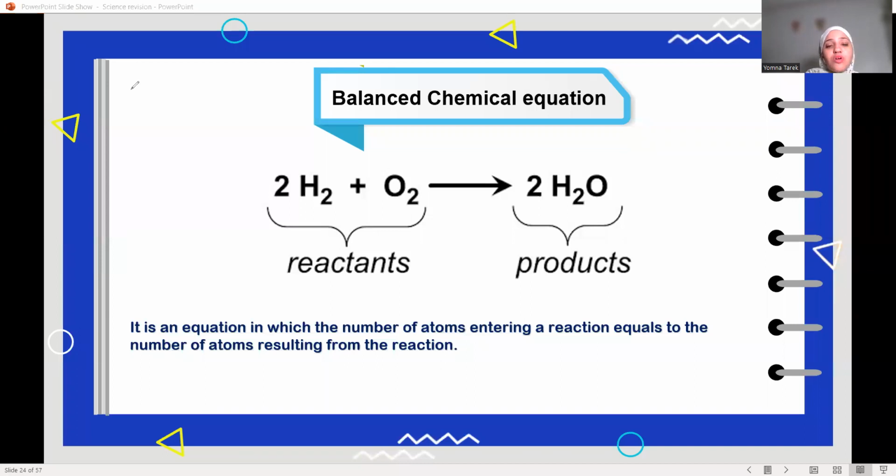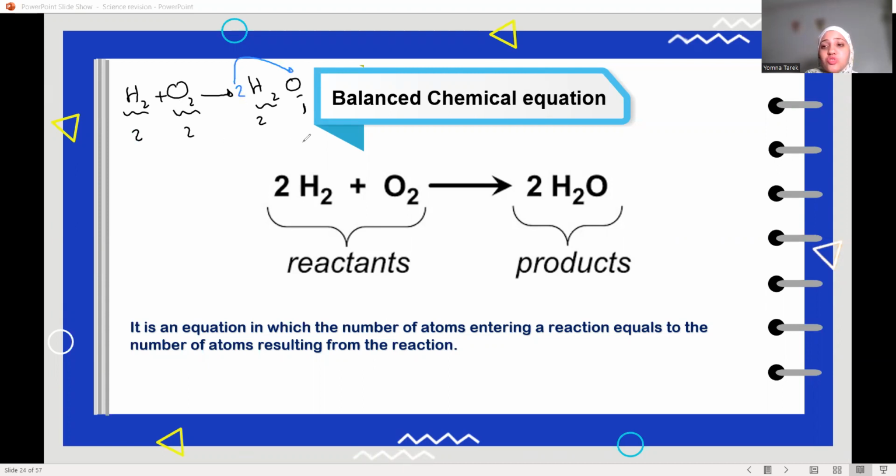Let's take an example. For example, H2 plus O2 gives you H2O. Let's check, is it balanced or imbalanced? How many hydrogen do we have here? 2. How many oxygen? 2. How many hydrogen here? 2. How many oxygen here? Just 1. So what should we do? We have to add another 2 here. Why? So now the oxygen is 2.